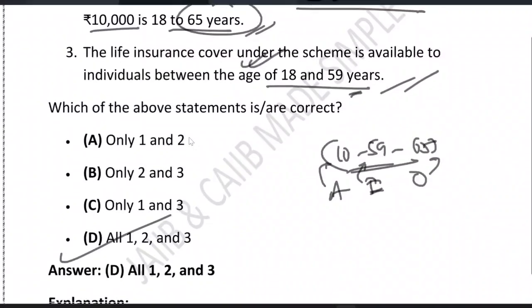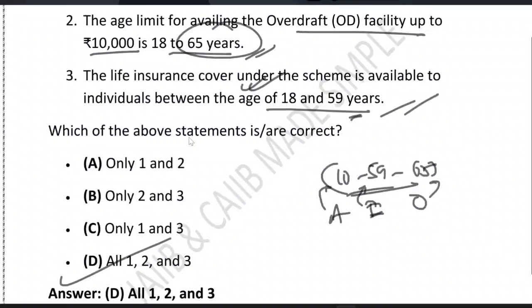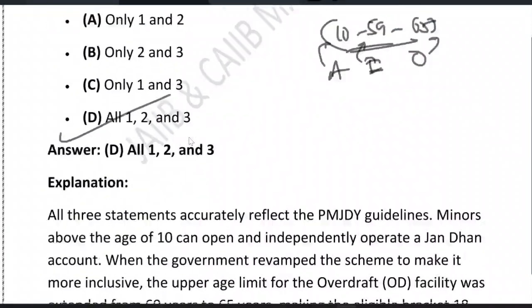So what we have discussed: Jandhan Yojana, the Jandhan account, is a basic bank account which is available to minors above 10 years of age, and life insurance, I told you, is restricted to 18 to 59 years. Overdraft up to 10,000 is extended to the bracket from 18 to 65 years of age. These are the points which we have just discussed.